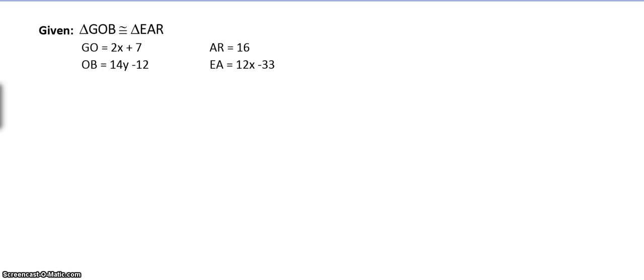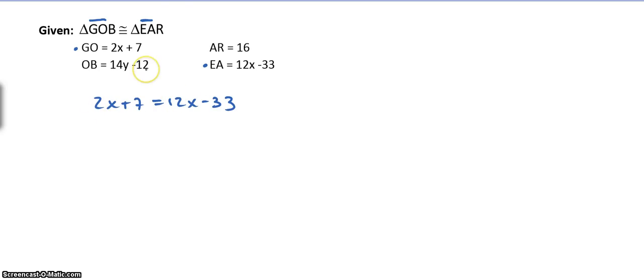Now lastly, this time we don't give you a picture. Given triangle GOB is congruent to triangle EAR, solve for x and y. Everything we need to know is in the statement. We got GO, and this is all segments, so there are no angles here. We're just focused on segments. We know GO matches with EA, so we can set those two equal to one another.